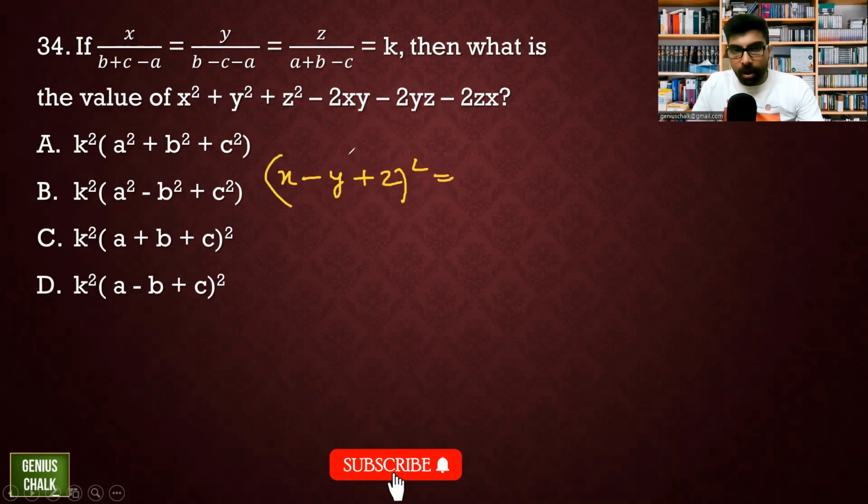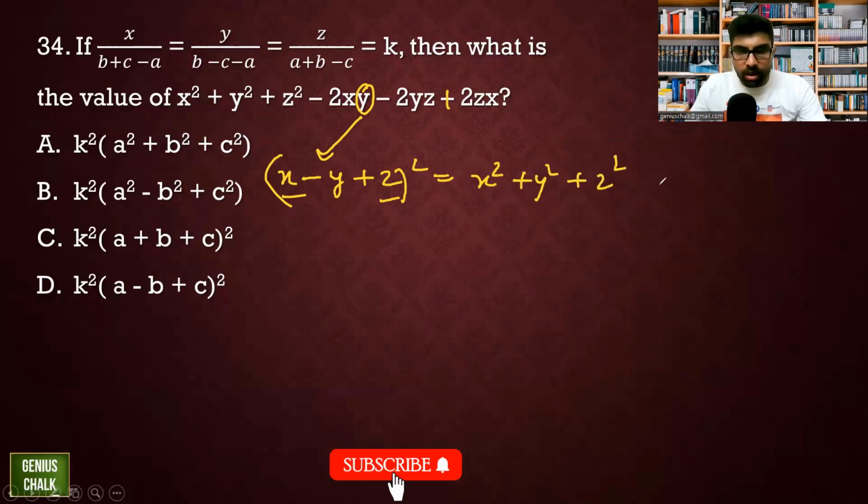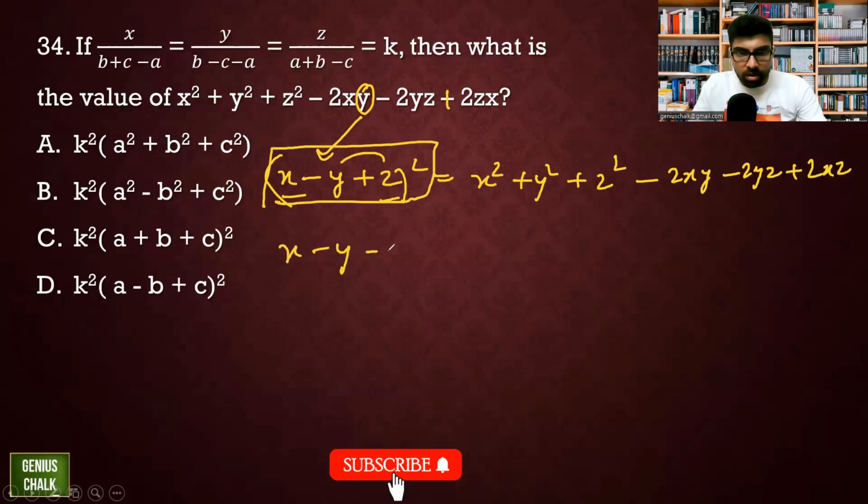Are you getting my point? Why? Because this Y is negative. That's why I'm using this minus. Z and X are positive. I told you to make this plus. So if you open this, it will be X square plus Y square plus Z square minus, because this is minus 1, so this will be minus 2xy, and this is minus 2yz, and x and z are positive, so this is 2xz. So I can say this is the formula of (x minus y plus z) whole square.